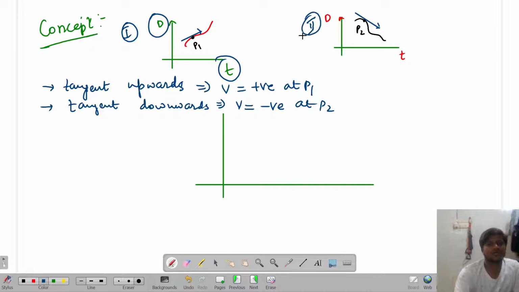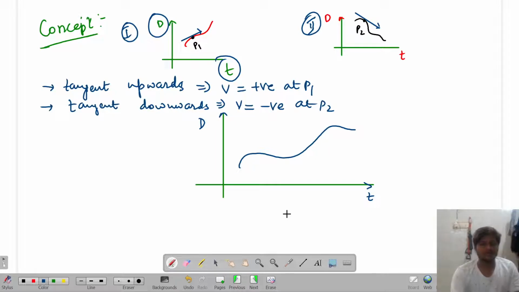Everyone? Yes, sir. Let's suppose I have this displacement and this time, and I have drawn many curves over here, the biggest curve, different kinds of curves. Now, if someone asks you, okay, again, this is pointing upwards, so normal curve.